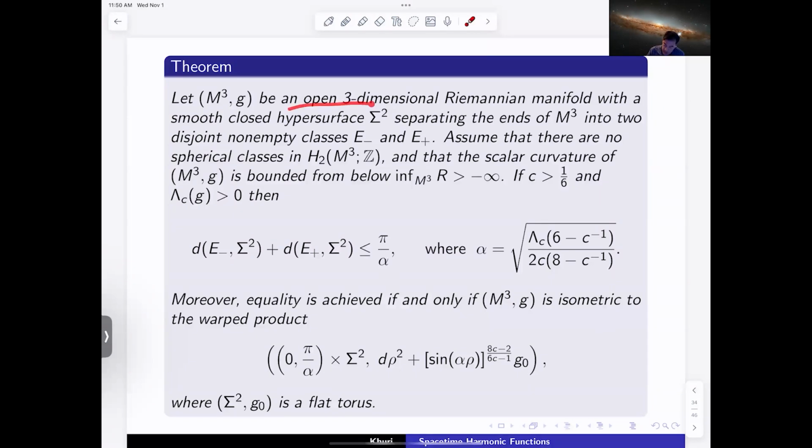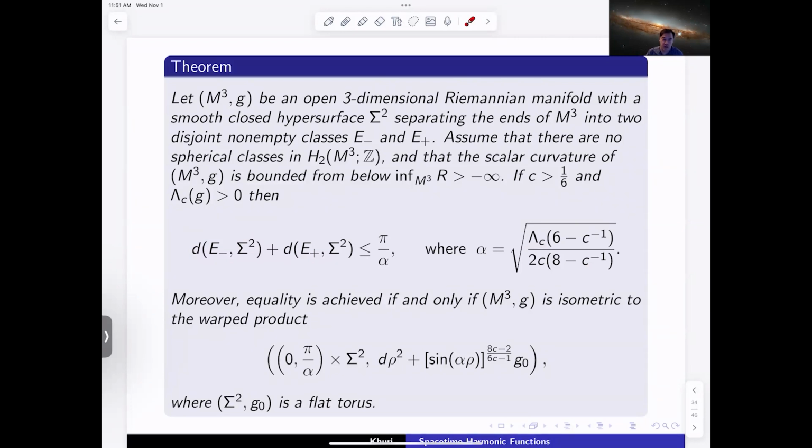Here we just have an open three manifold. The ends don't need to be complete or any assumption of that nature. And we have a separating hypersurface that decomposes the ends into positive and negative collections. And the usual no spherical classes assumption is assumed to control level sets. Then we're able to estimate the distance from the separating hypersurface to each of the ends in terms of a precise constant involving C and the spectral constant.